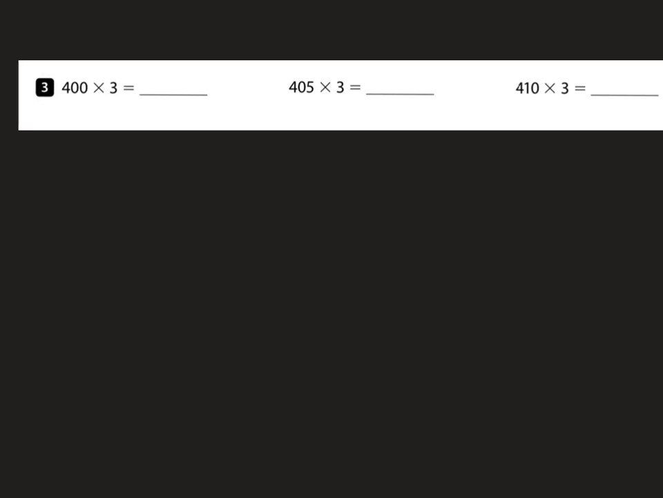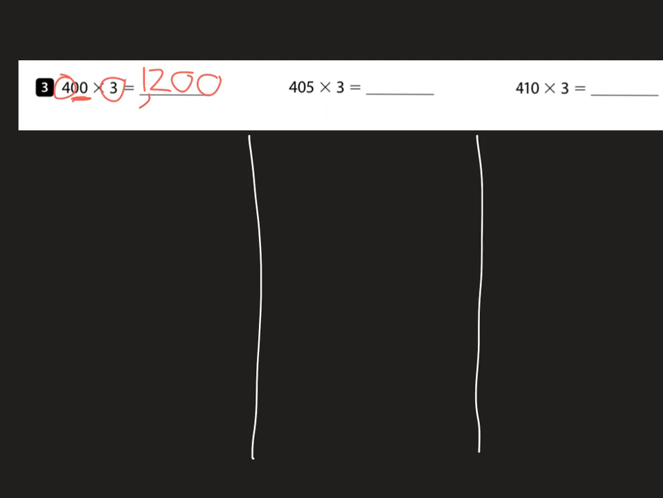All right, so let's look at number 3. We have 400 times 3. Let's get our basic multiplication fact. So we know it's 3 times 4, which is 12. And how many zeros do you see? 2. So 400 times 3 is 1,200.